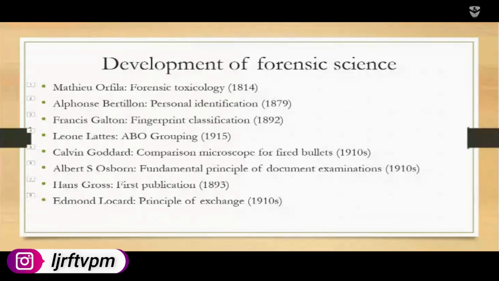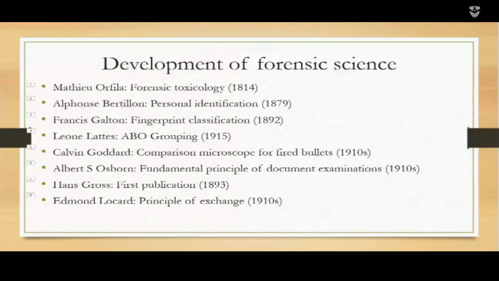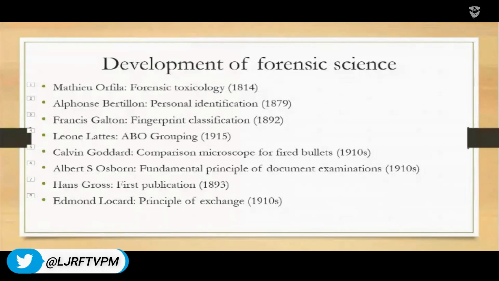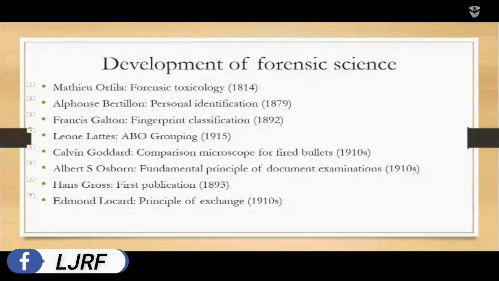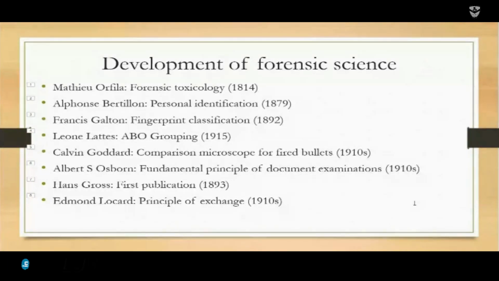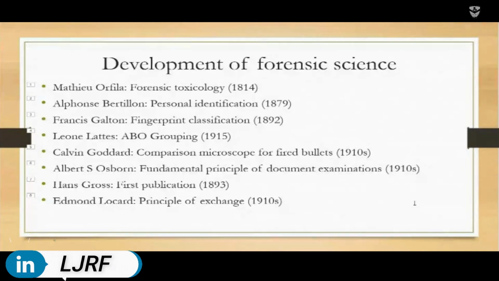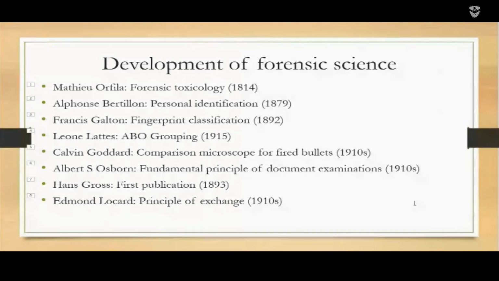Now I'm going to talk a little bit about how forensic science developed to this stage, or a few feathers in the development of forensic science over the years. The first one is the scientist Matthew Orfila, and the first feather happened in 1814. Matthew Orfila is described as the father of forensic toxicology. Toxicology is analysis of biological samples for the presence of any toxin. He published the first scientific document on the detection of poison and their effects on animals.